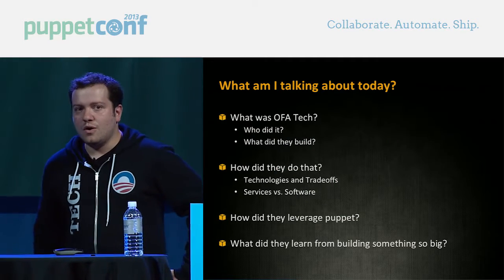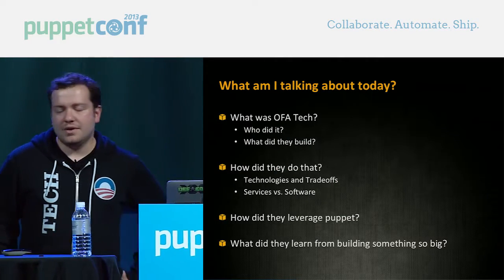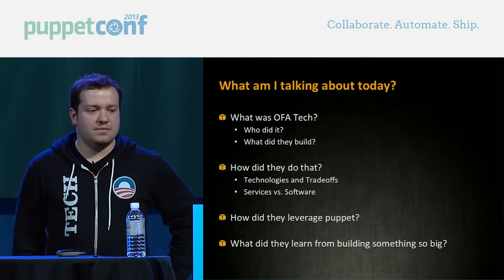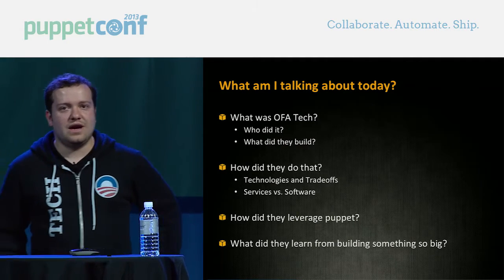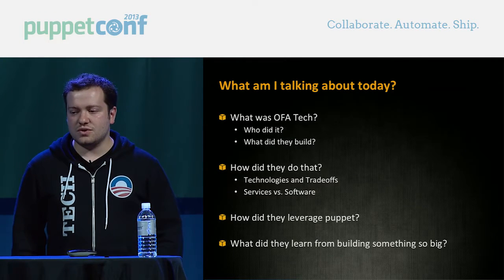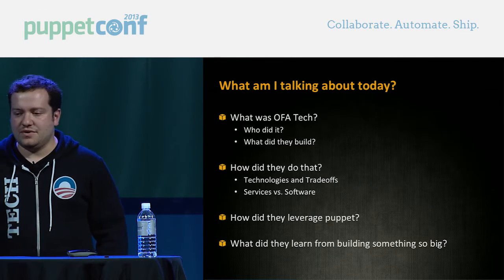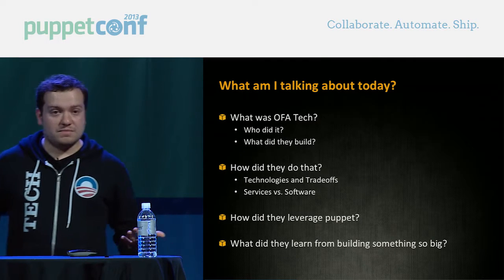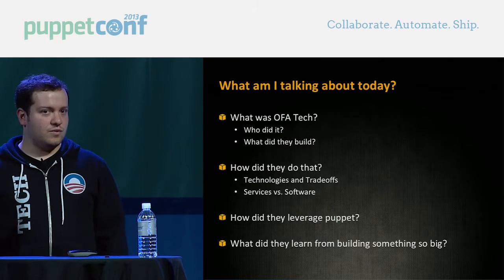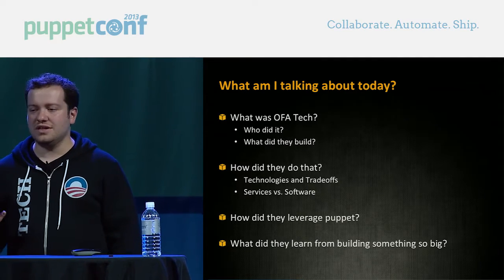So first of all, what was OFA Tech? Who built it? Who was part of the team? How did they do it? How did they do it differently from previous campaign teams? And what services and software did they leverage? And how did they use Puppet, most importantly for everyone here, right? And what did everyone who was on the campaign learn from it?